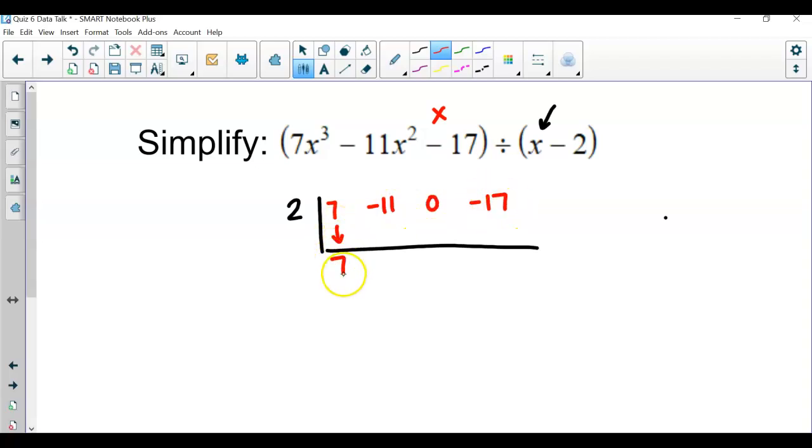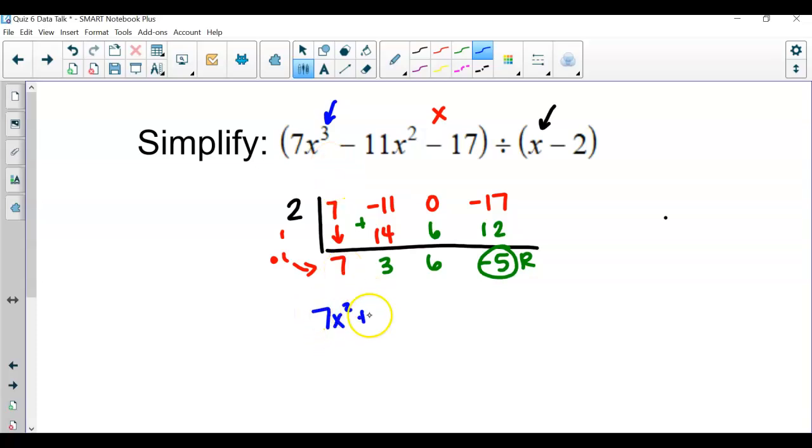Bring down the first term, which was 7. Always then multiply below the line. 2 times 7 is 14, then add above. You get 3. 2 times 3 is 6, add to get 6. 2 times 6 is 12. You add to get that remainder of negative 5. So now here, if I started at x cubed, I'm now going to start at x squared plus 3x plus 6 minus 5 over x minus 2.